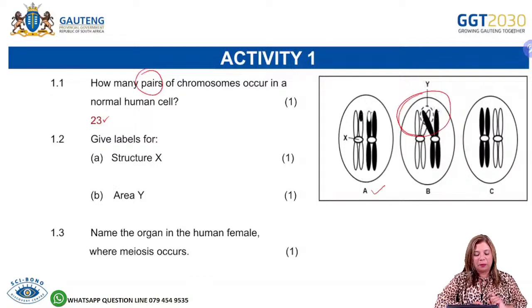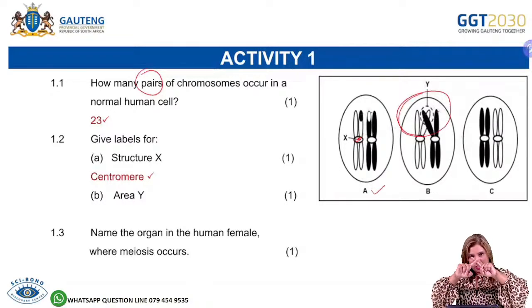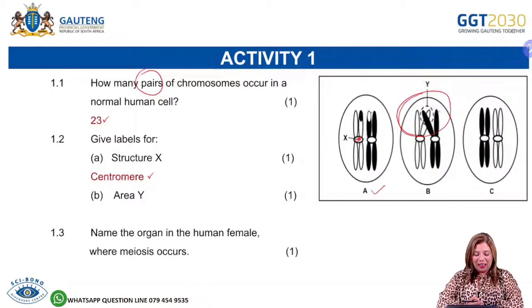Look for keywords. Give the labels of structure X. So what is X? We all know this. This is the centromere. Now remember, centromere and centriole are two different structures. Centromere is what joins the two chromatids together, and the centriole is found at the poles of the cell. So let's look at structure X. Let's see if we are correct. Yes, it's centromere. Area Y. Remember, the area in which they cross over, we said, is the chiasma or singular chiasmata.